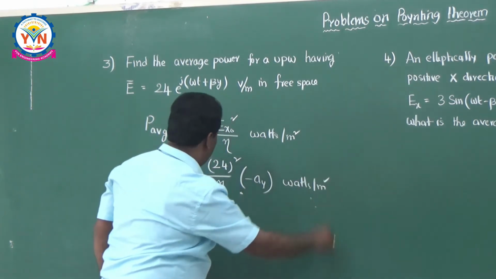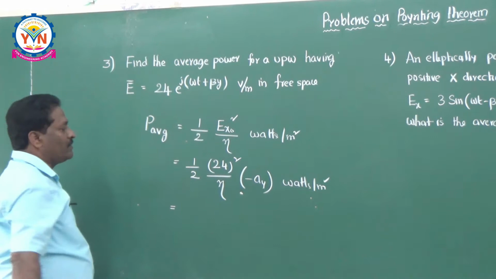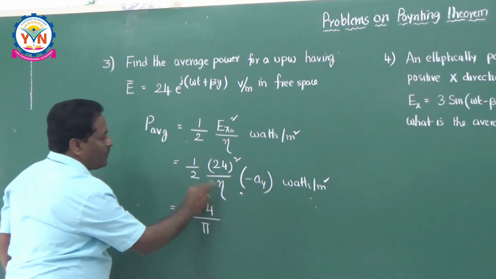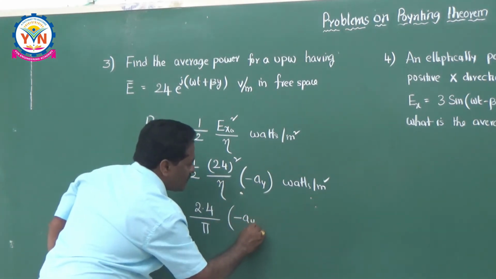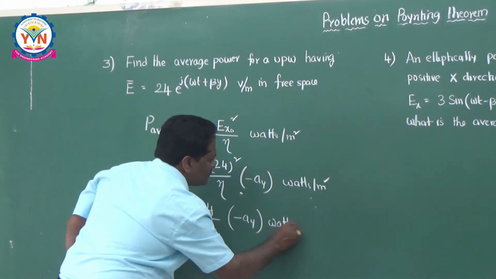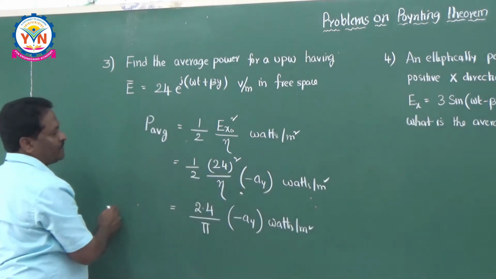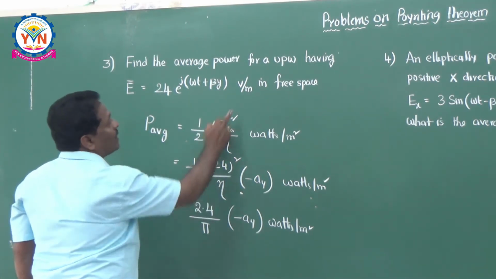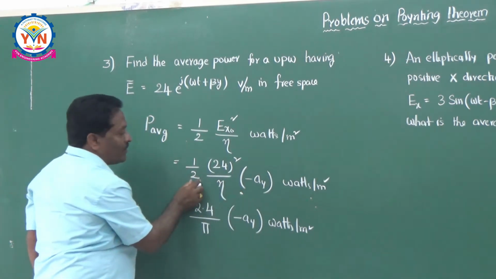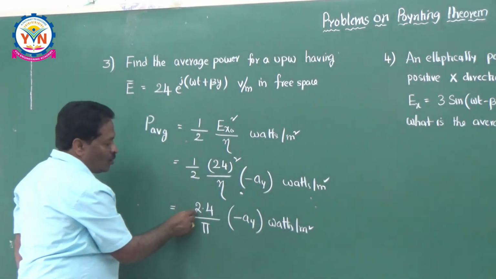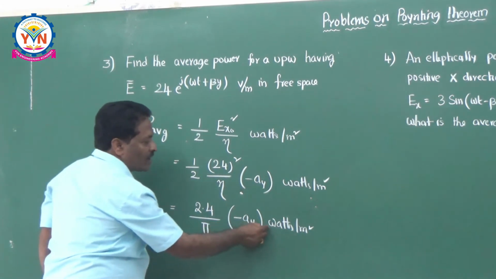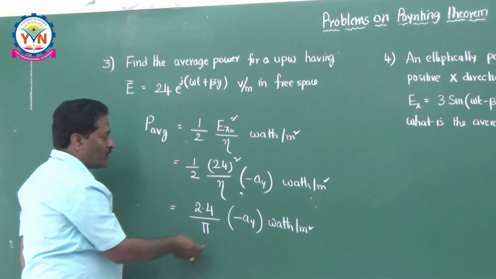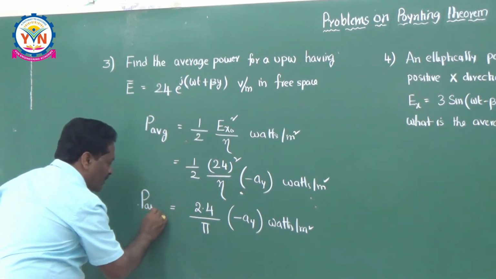So if you simplify this, this is equal to 2.4 by pi, because eta is nothing but 120 pi, into minus ay watts per meter square. Just substitute here, because it is 24 whole square by eta. Eta means 120 pi, because it is in free space, and the direction of the power is negative y direction. That's why 2.4 by pi into minus ay watts per meter square. It is a given bit in your GATE examination. So this is the option you have to choose for this. So this is the average power.